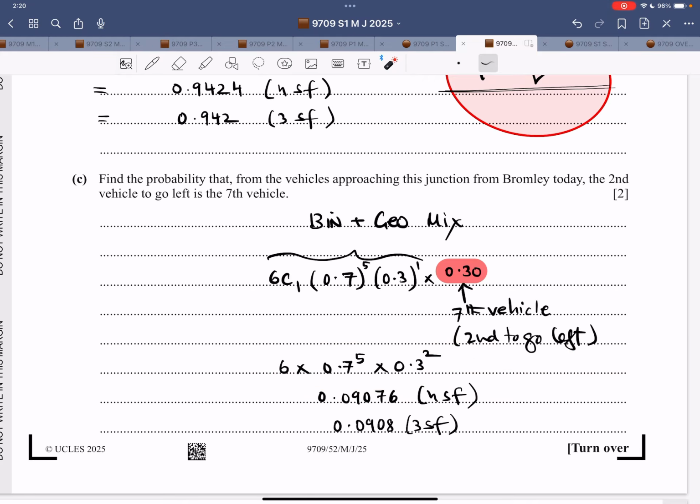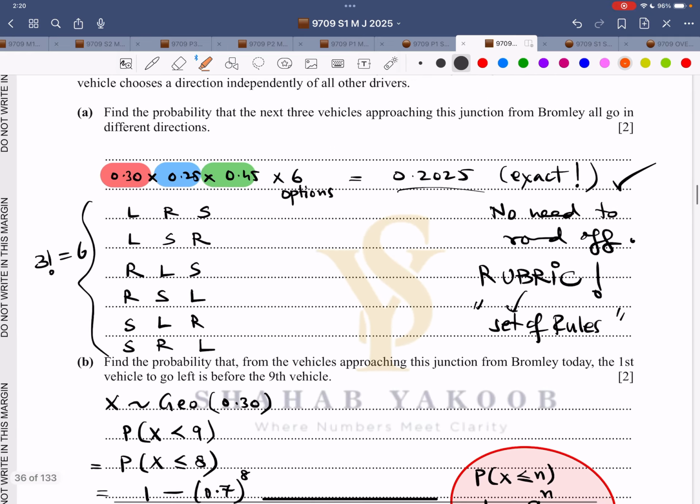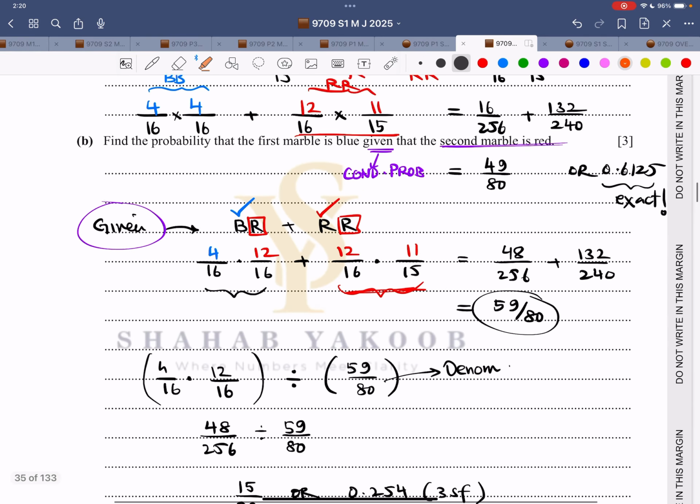I have explained it over here. 4SF, 3SF, that is the final answer. So also make a habit of underlining it. So over here, this is the final answer. Over here, this is the final answer. Over here, this exact value is the final answer.